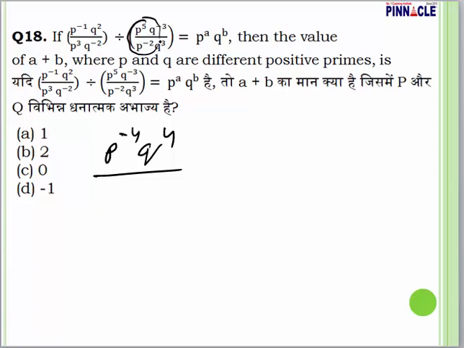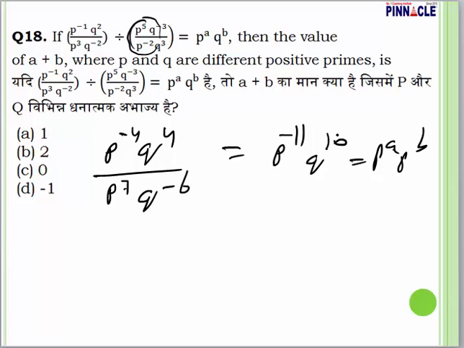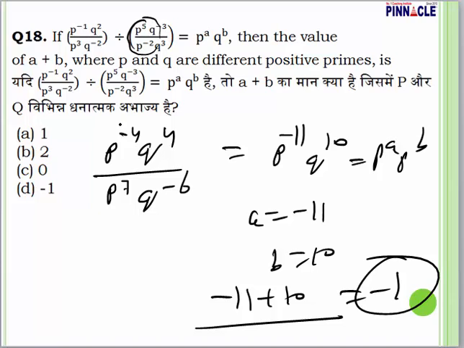Here this is equal to p to the power 7, because when it goes to the numerator it will become p to the power 7, and q will become minus 6. So you can write this in this format, p to the power minus 11 and q to the power 10. We have to find p and q, what is the value of a plus b? So this is equal to p to the power a and q to the power b. It means a is equal to minus 11 and b is equal to 10. We have to find the value of a plus b. A plus b is equal to minus 1. Answer is D. Next question, question number 19.